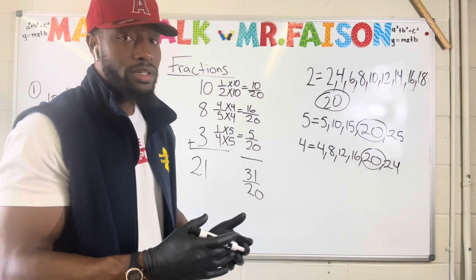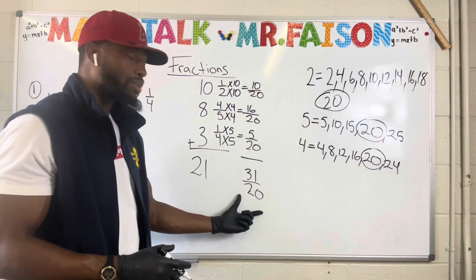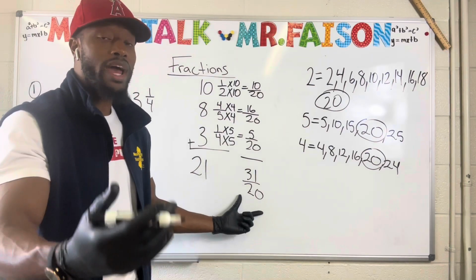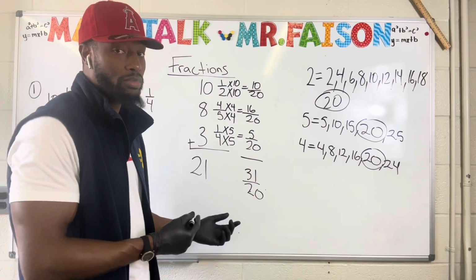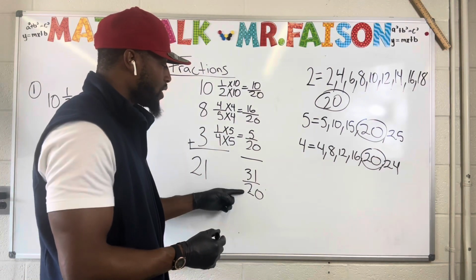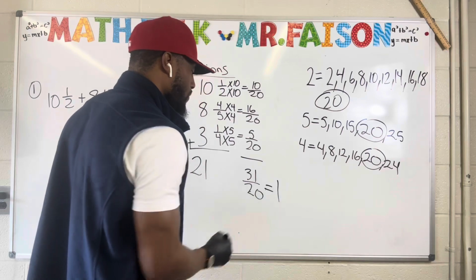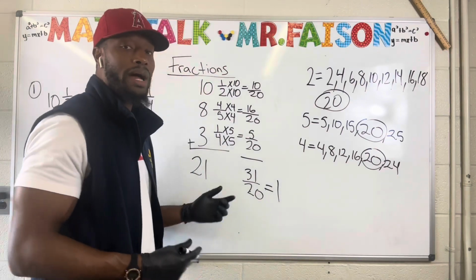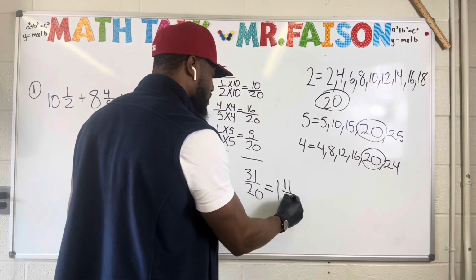Because we got to remember, like I taught y'all multiple times, you cannot put a whole number with an improper fraction. So what I have to do is turn this improper fraction into a mixed number like we did before, like I've showed y'all before. So how many times does 20 go into 31 evenly? It will only go in there one time. After it goes in that one time, how many is left over? 11. And we keep our denominator the same.